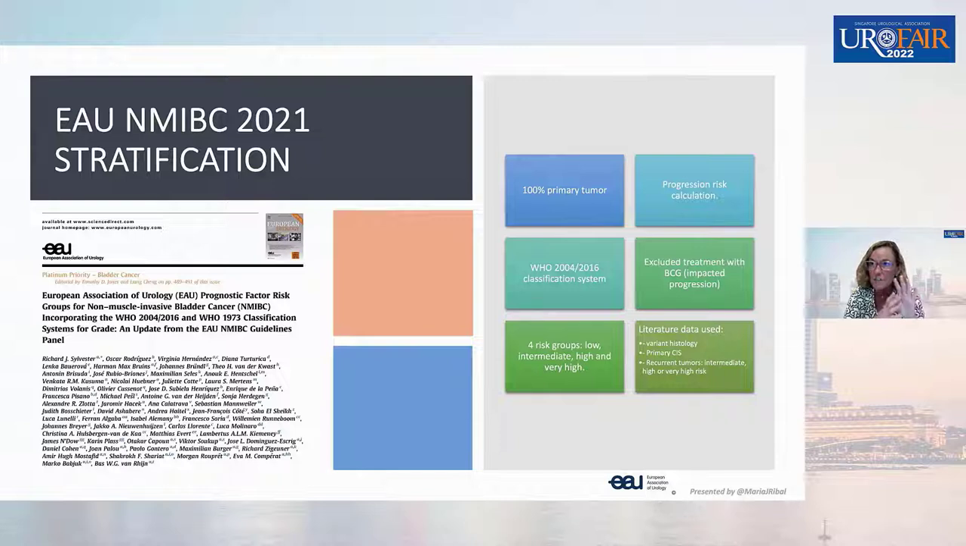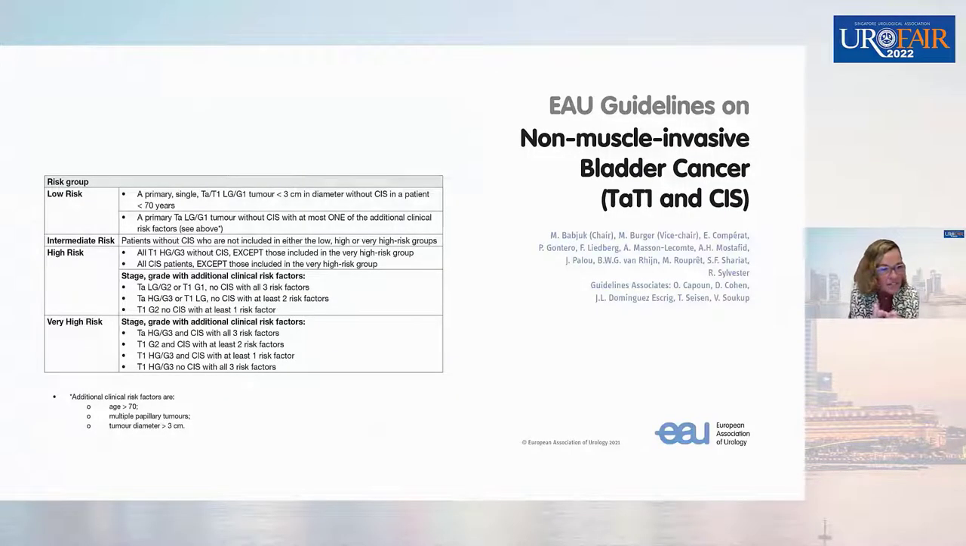It allows us to classify patients into four risks. For those risk factors that had not been really analyzed directly in these patients, a systematic review of the literature was done, looking for data on variant histology, primary CIS, or recurrent tumors. This is the new classification into four risk groups: low, intermediate, high risk, and very high risk. And we can see how the patients can be classified. It also takes into account other clinical risk factors: age over 70, multiple papillary tumors, and the size of the tumor. This was incorporated into our EAU guidelines in 2021.